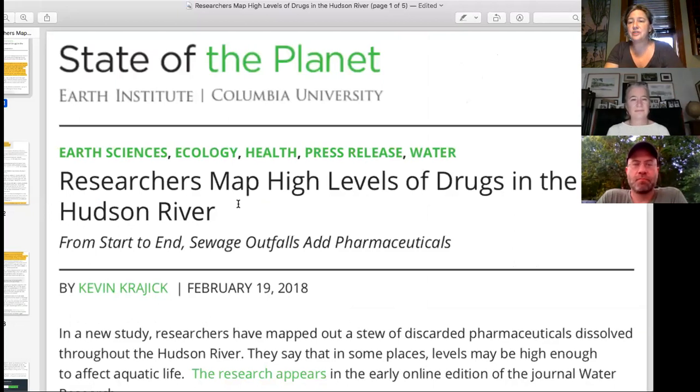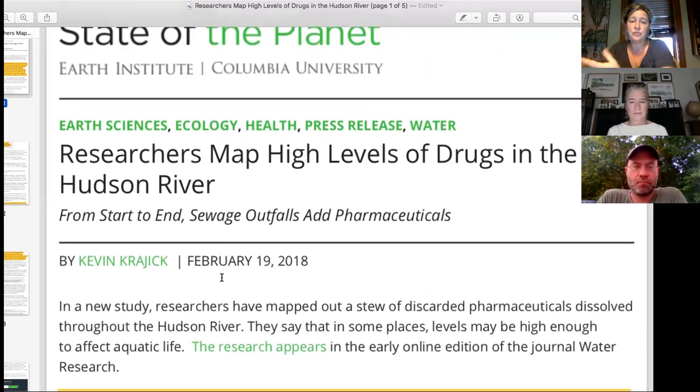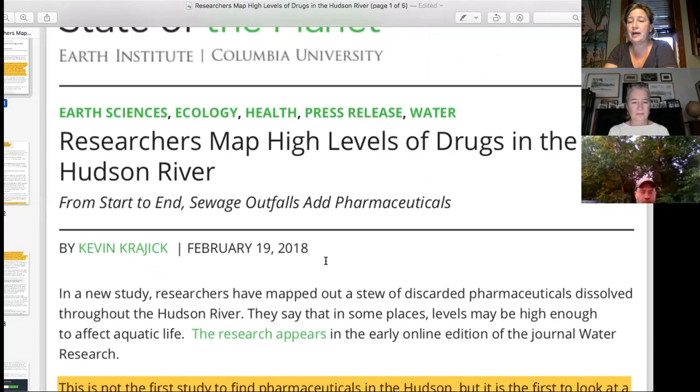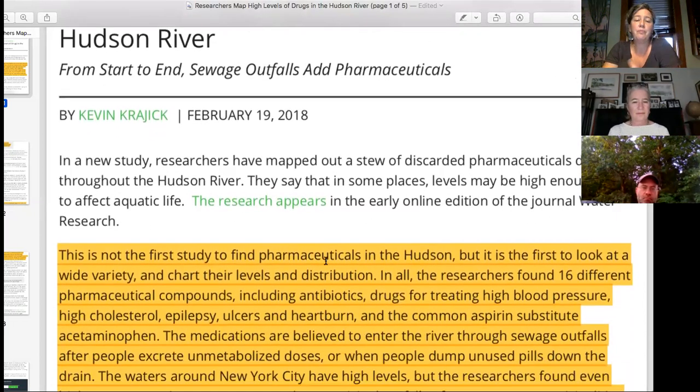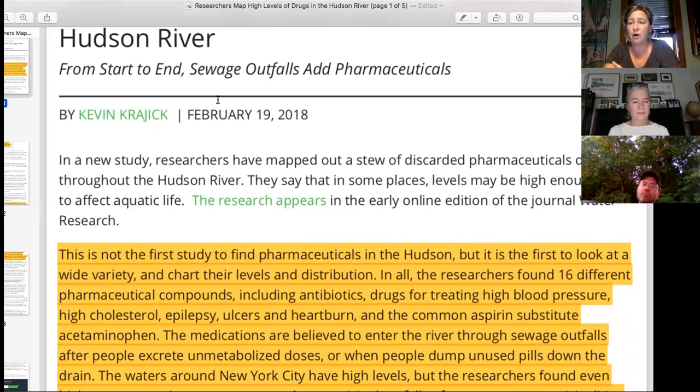So this is actually an article on Earth Institute, which is a platform of Columbia University, State of the Planet, where they told the story of the report shortly after it was released in 2018. And in the report, and we can pull that up too, all of the resources we have here, we'll attach to the show's video so the public can see them.